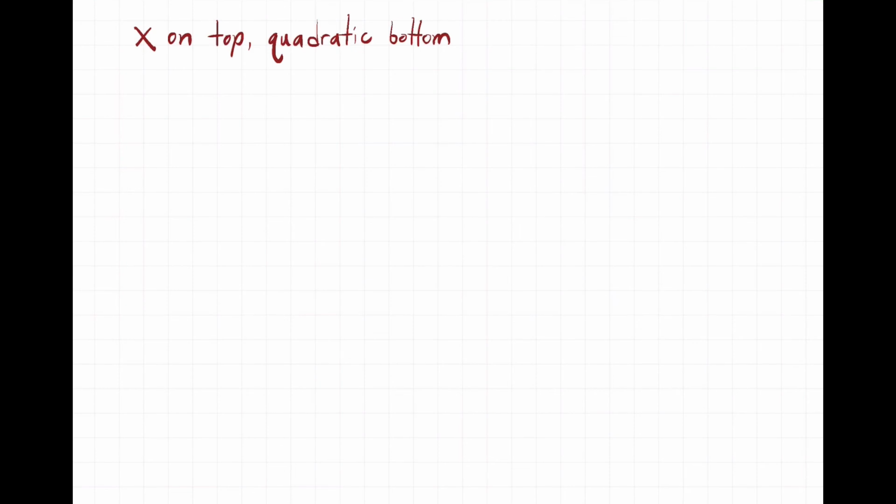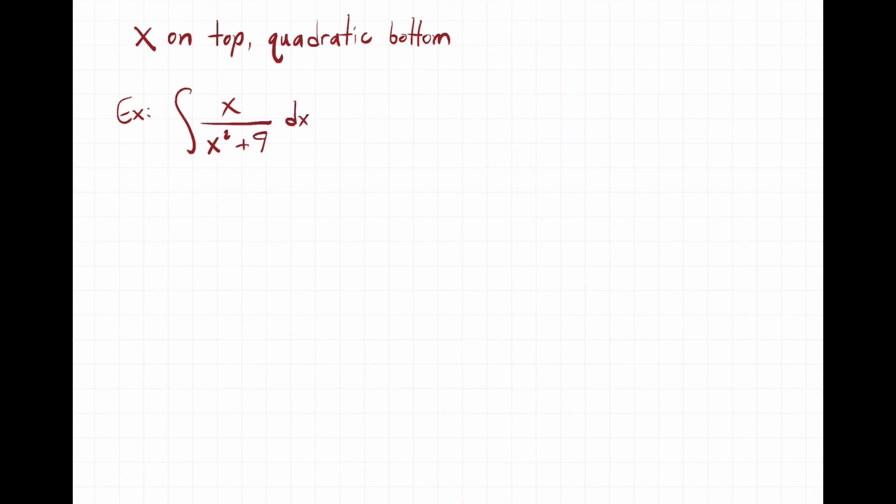Our final case to look at here is a situation where you have a quadratic function on the bottom. In fact, I'll just work with a sum of squares, an x squared plus a constant, the same way we had in the last case, and an x on the top. Let's take an example. Let's find the integral of x over x squared plus 9 times dx.